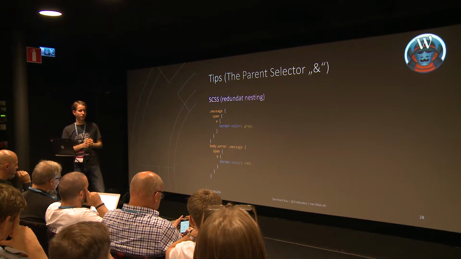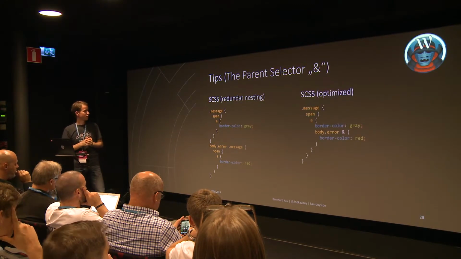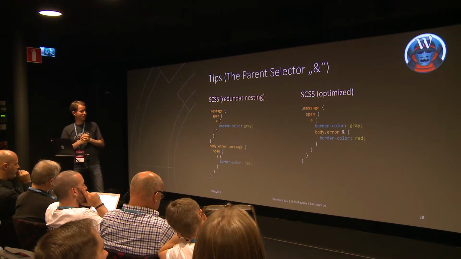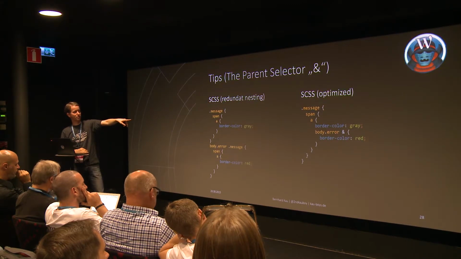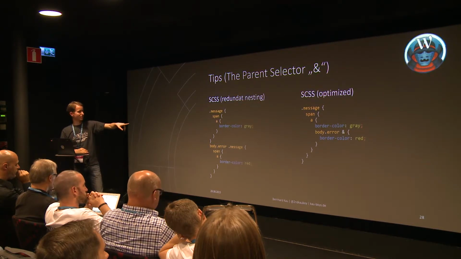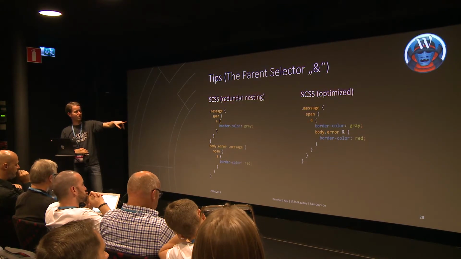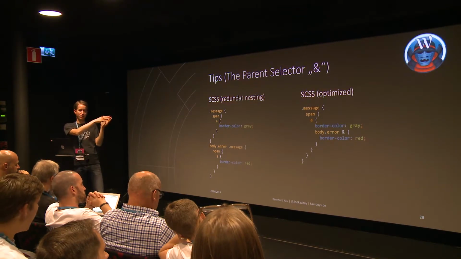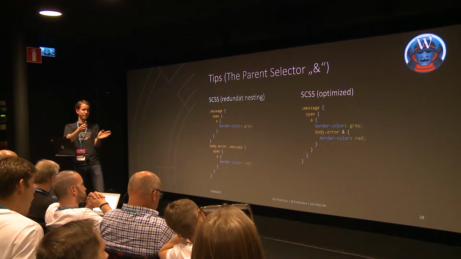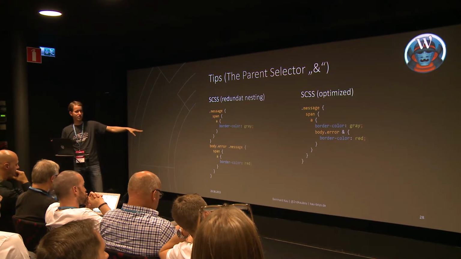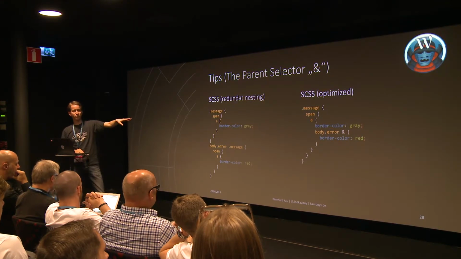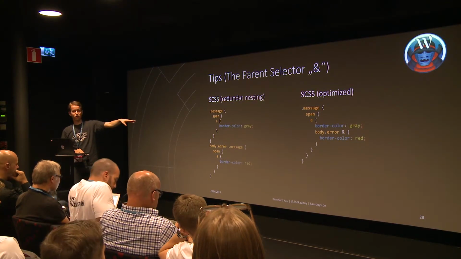So you have the same nesting again, just with another selector in front. But you can do it like this, and that's not very easy to get in the beginning. So you have message, span, A, then you have a border color, and then you have this body.error parent selector bracket. So it's telling SASS, okay, take the nesting and the selector until this point, and then there's something before the selector. So you will get the exact same CSS out of it.